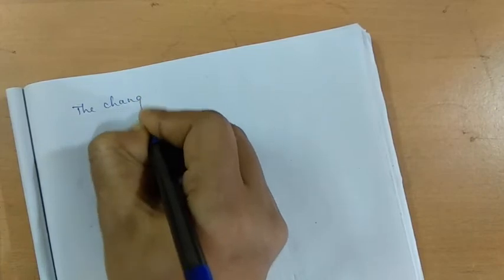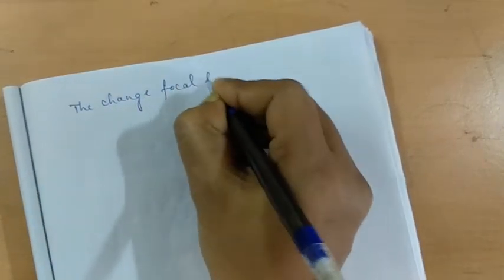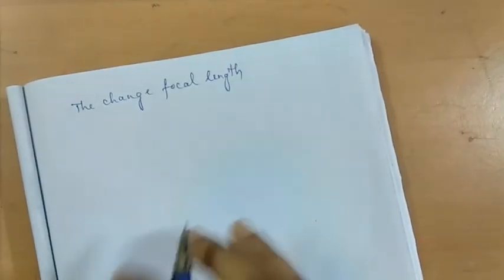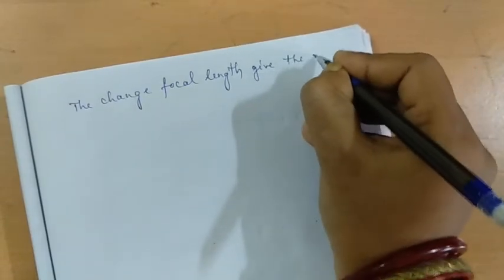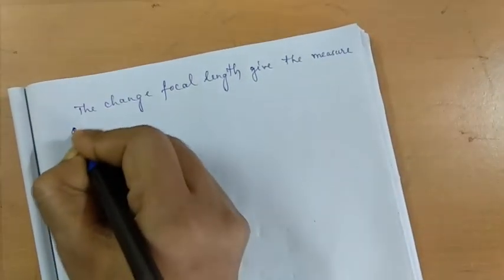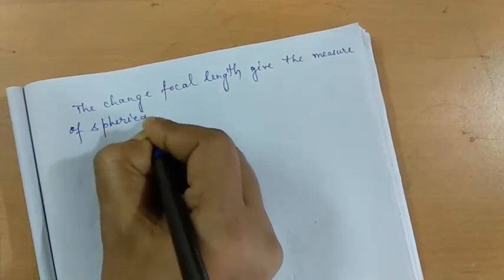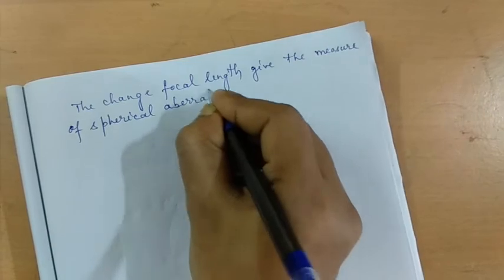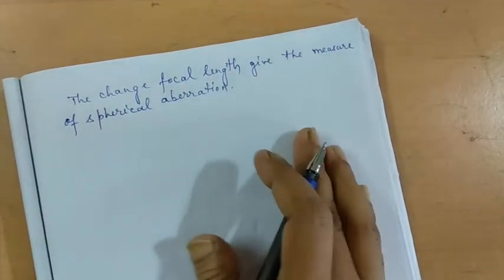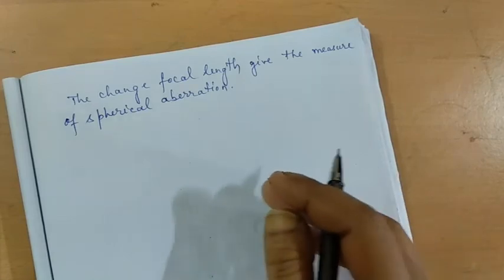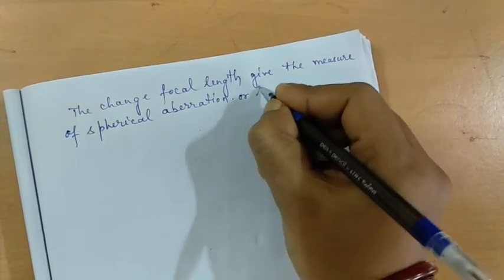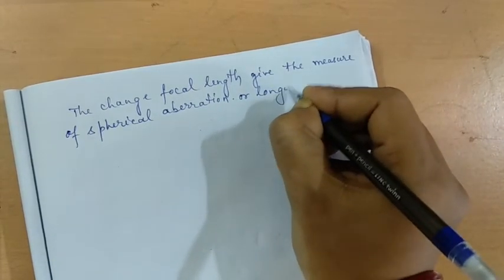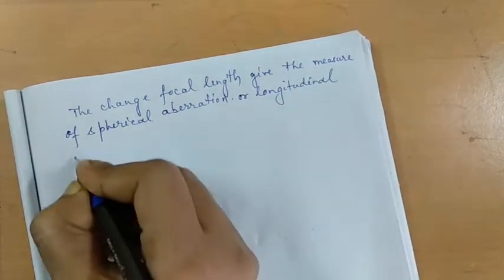So the change in focal length gives you the measure of spherical aberration. Now, as we are considering this on the principal axis, this aberration can be defined as longitudinal spherical aberration.